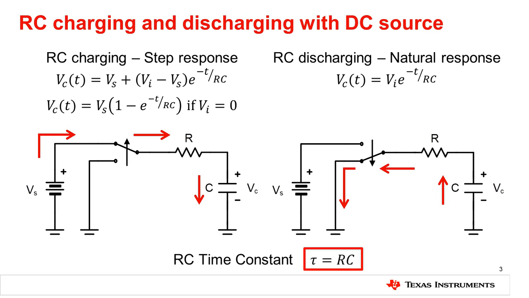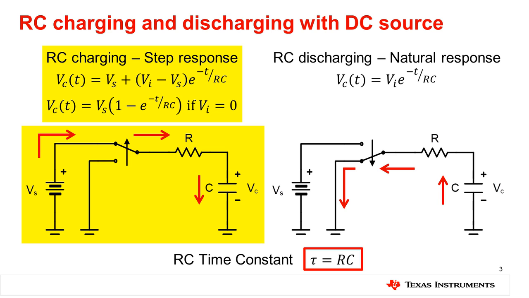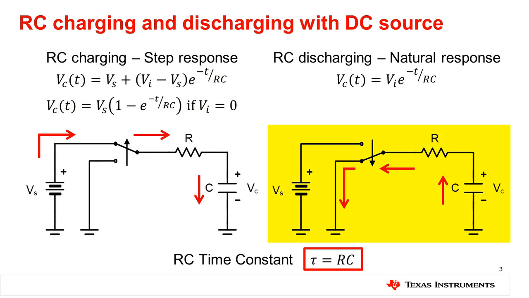Recall that a capacitor stores energy in the form of an electric field created by the charge on two metallic plates. When a change in voltage is applied to a capacitor, current flows through the capacitor and the stored charge is changed. The same is true for an RC circuit. When a step voltage is suddenly applied to a discharged RC circuit, current through the circuit causes the capacitor to charge at an exponential rate. This is referred to as the step response of an RC circuit.